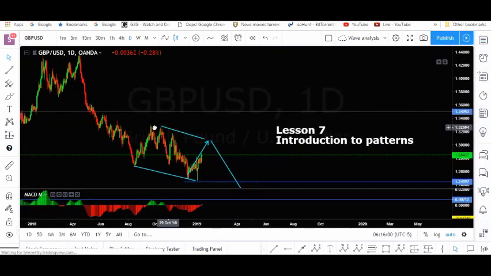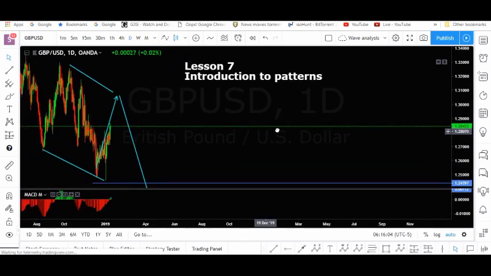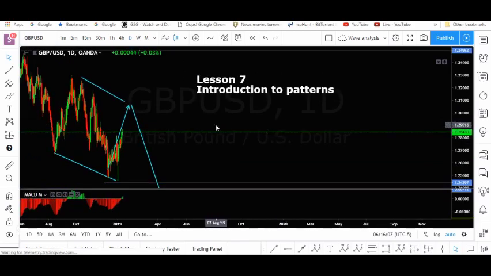Today we are going to do lesson 7, and it's just going to be a short introduction to patterns. We will go into much more depth in the following lessons on patterns.